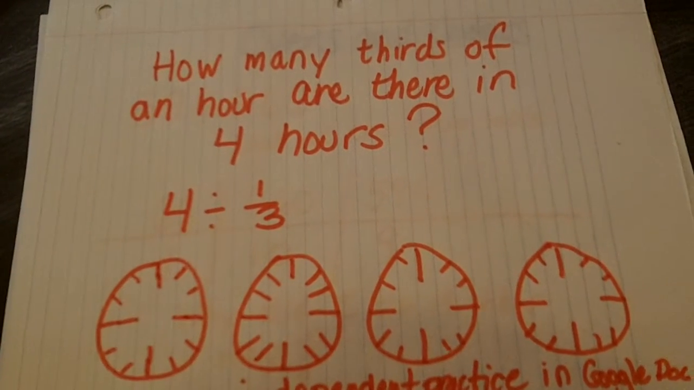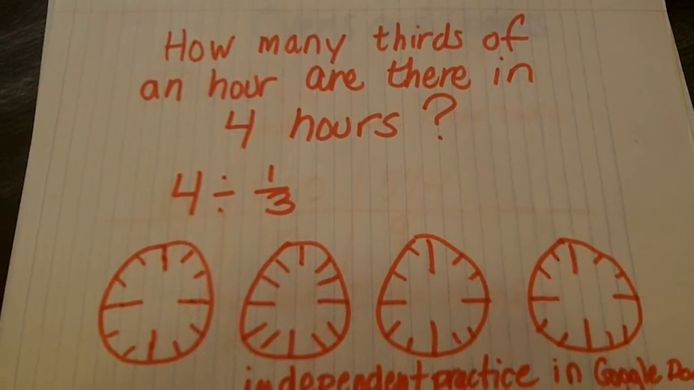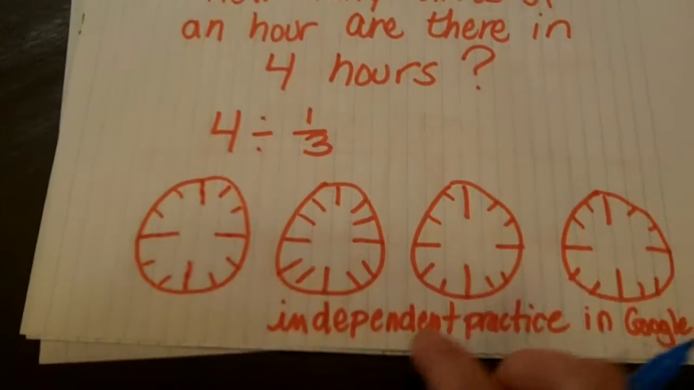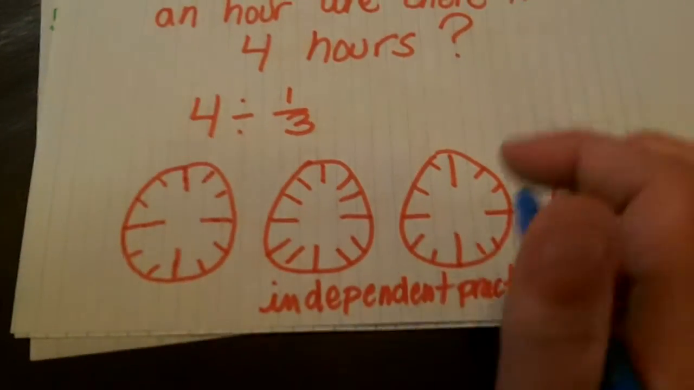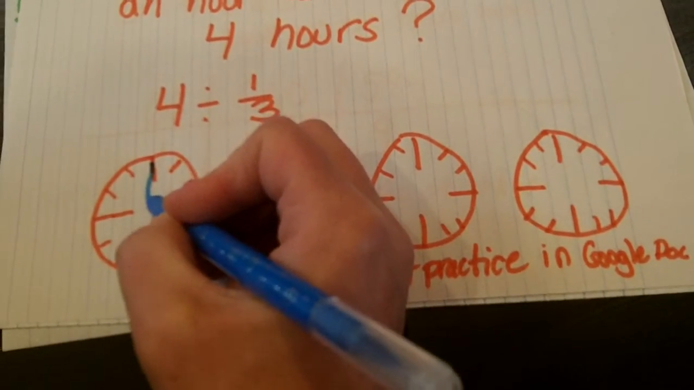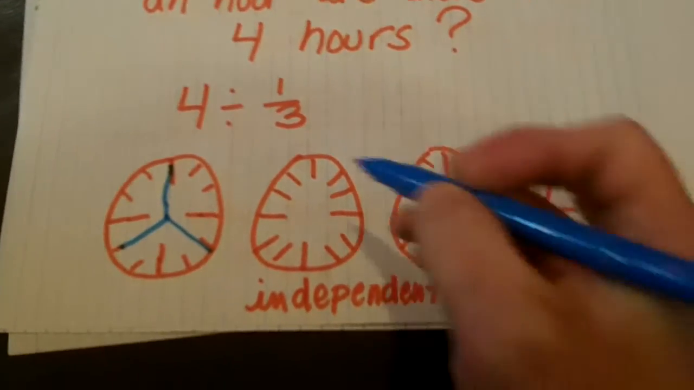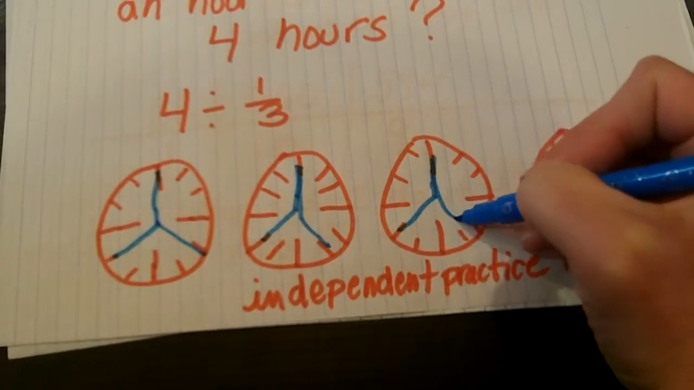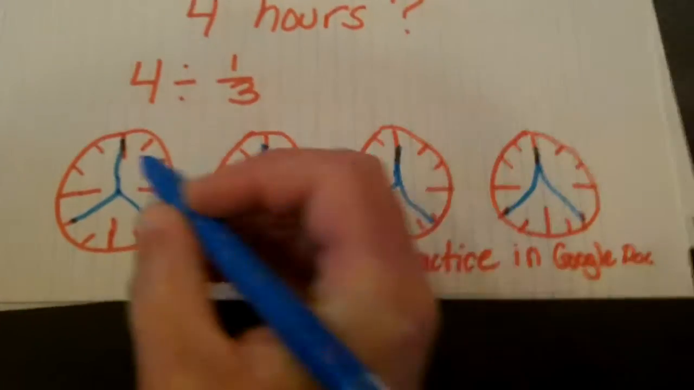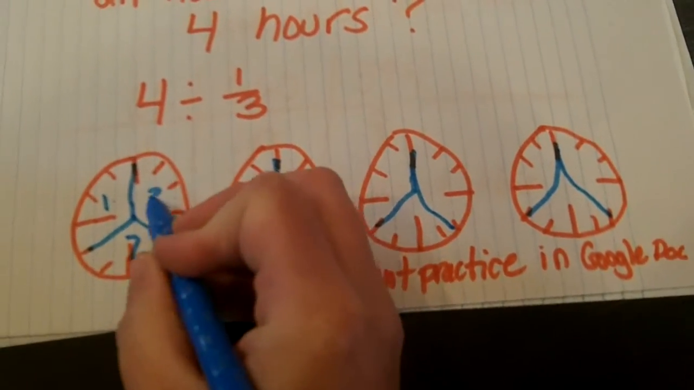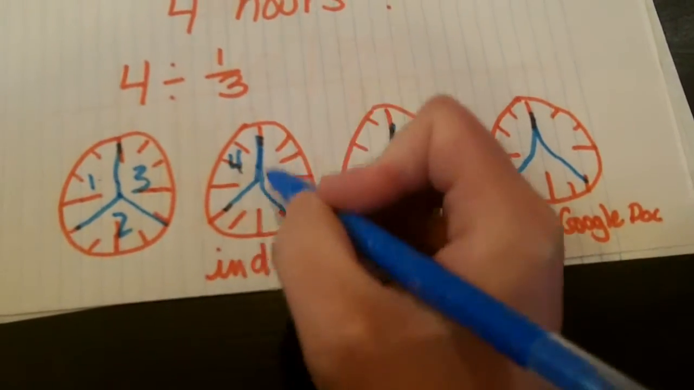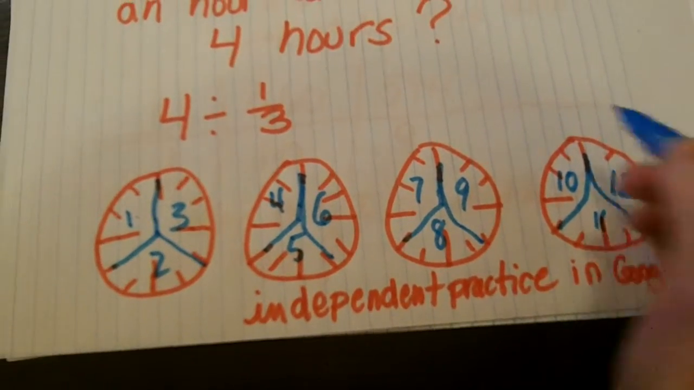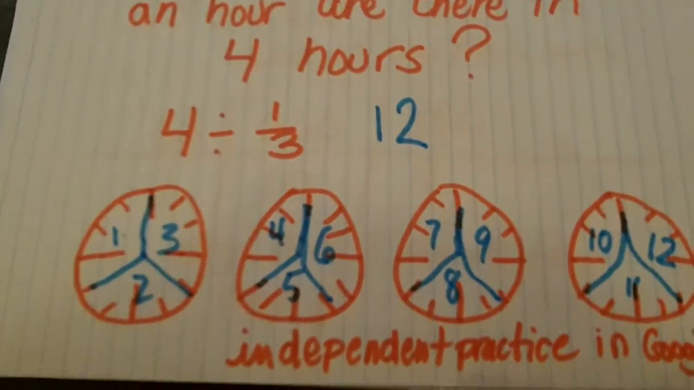How many thirds of an hour are there in 4 hours? So my setup would be 4 divided by a third. So I had to draw 4 clocks. And we know that, of course, with our thirds, it looks like a peace sign. So we would have, of course, 1, 2, 3, for those of you that are visual, 4, 5, 6, 7, 8, 9, 10, 11, and 12. And 12 would be our answer.